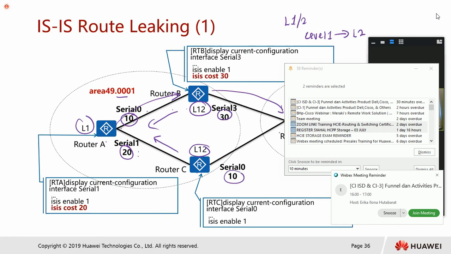So how can route leaking solve the problem, to allow router A to go to the destination using the better path? They use route leaking to leak the route from L2 back to L1. From level 2 back to level 1, router A is then able to reach router D. That is route leaking using ISIS. This is the concept that I wanted to go through with you.